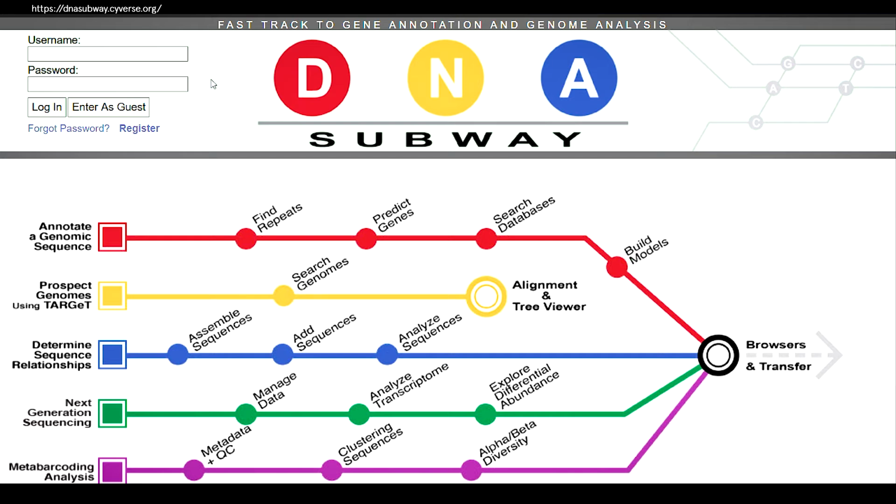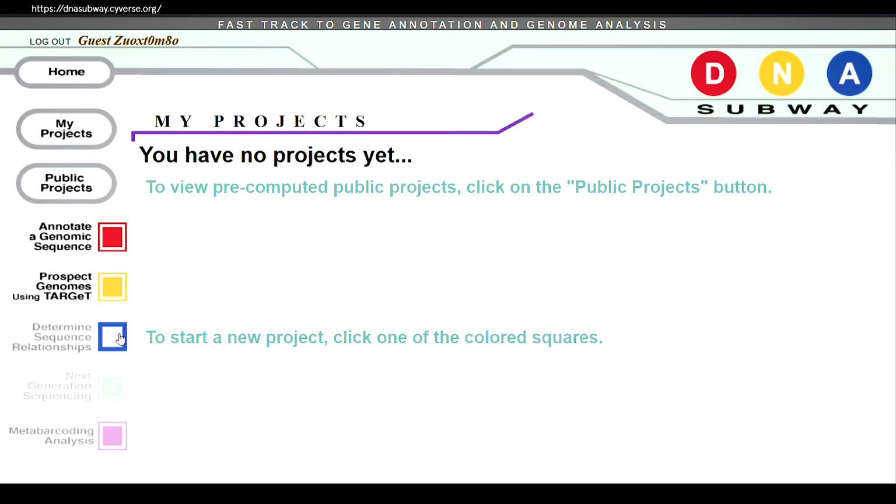Search for DNA Subway in your web browser to bring up this page. You can register, or you can simply leave the username and password blank in the top left-hand corner and enter as a guest. Click on the blue square, Determine Sequence Relationships.